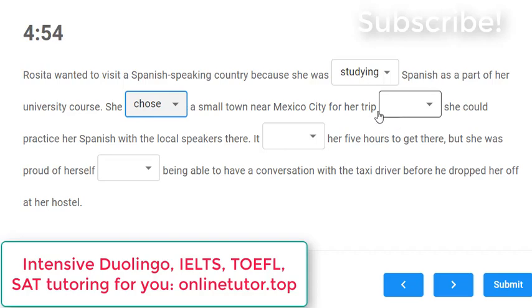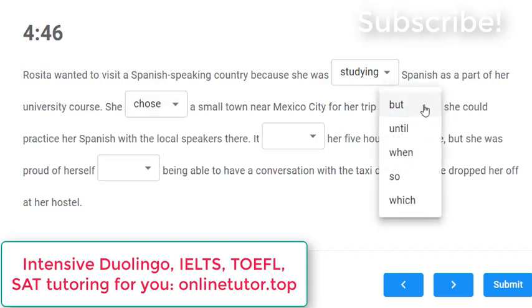Okay, I think chose, for her trip, you see. And then I don't know what, because often they forget commas here, so probably there should be a comma or something. Let's have a look. But, no, not but. She could practice her Spanish with the local speakers there. You see, if it was not there, we could have where, but we have there. Either we can have some connection, like why, because, so because, since, for, which, no, but, why, but there is no contradiction, the harmony here.